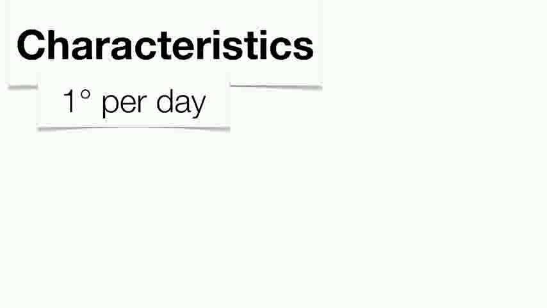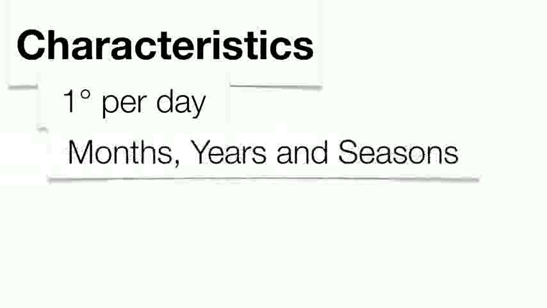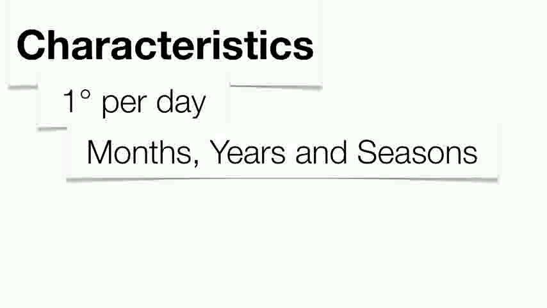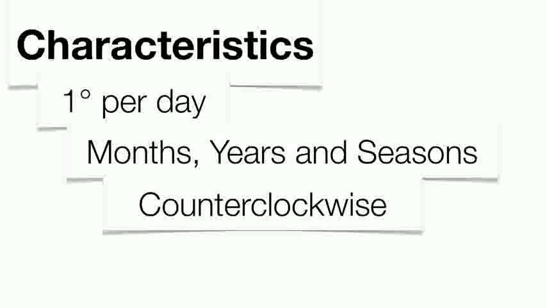We revolve around the sun about a degree per day. We travel once around the sun every 365 days, so it turns out to be about 1 degree per day in our trip around the sun. Anything to do with revolution is going to be associated with the months, the years, and the seasons. Any one of those three factors is directly related to revolution. And finally, we revolve around the sun counterclockwise.